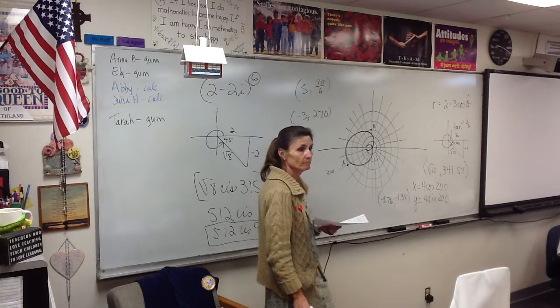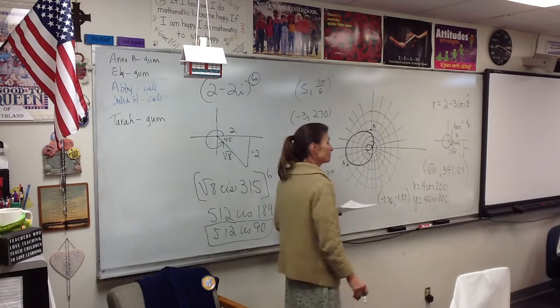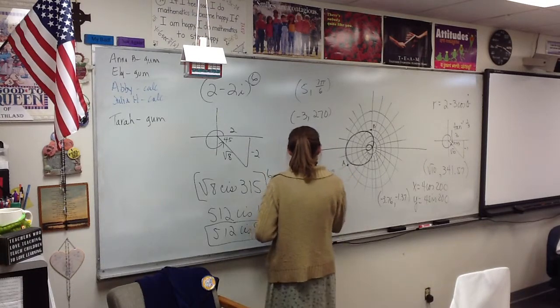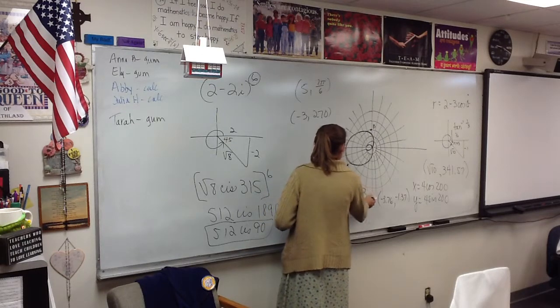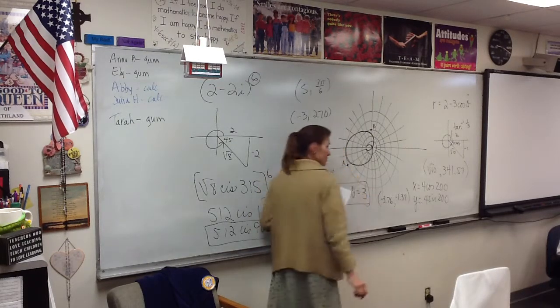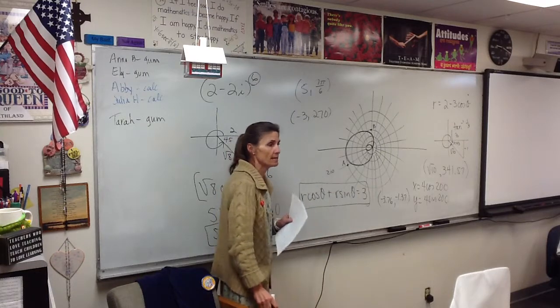Number 3. Anybody got an answer? R cosine theta plus R sine theta equals 3. Perfect. That's it. That's the answer. Nothing else to do. Done.